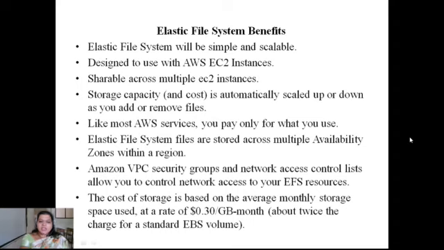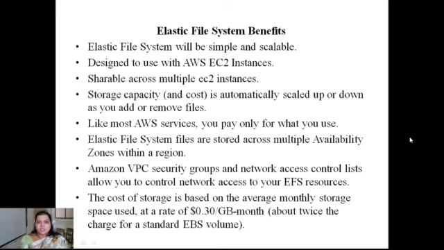Amazon VPC security groups and network access control lists allow you to control network access to your EFS resource. Now if you want to provide security for the EFS file system, in that case we can go for using the VPC security groups. So what is VPC? VPC is the virtual private cloud, which provides the security and the network access to the EFS resources.